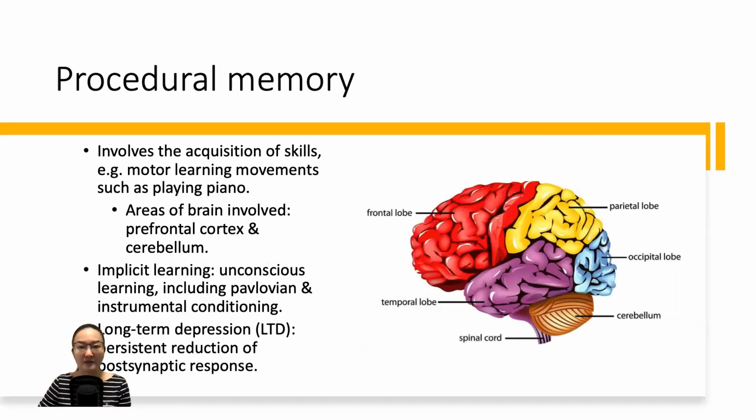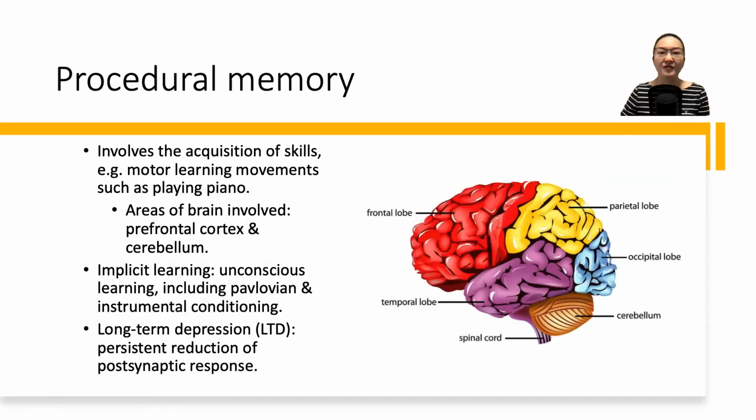Procedural memory involves the acquisition of skills such as motor learning, movements like playing piano. Areas of the brain involved: prefrontal cortex and cerebellum. Here you can see the cerebellum. Implicit learning is unconscious learning, including Pavlovian and instrumental conditioning. Long-term depression, or LTD, is persistent reduction of postsynaptic response.